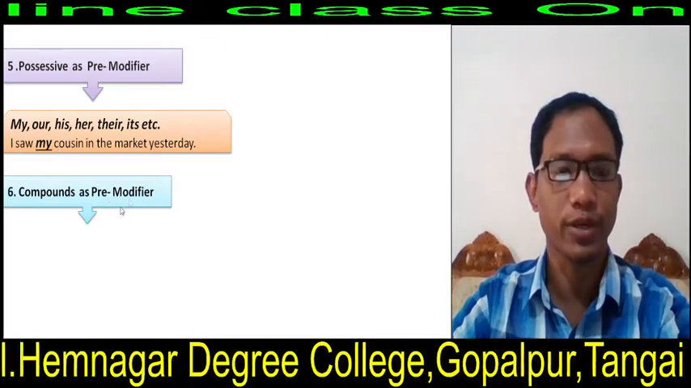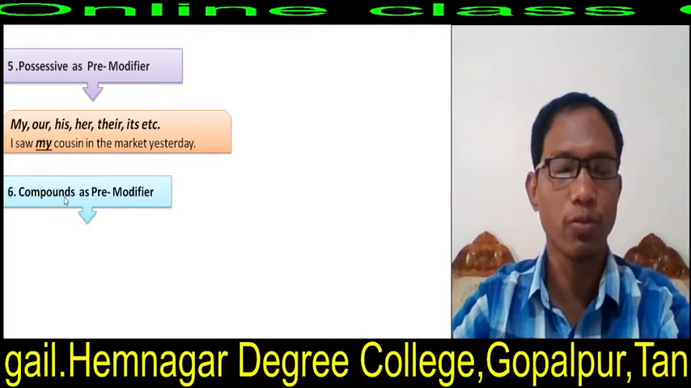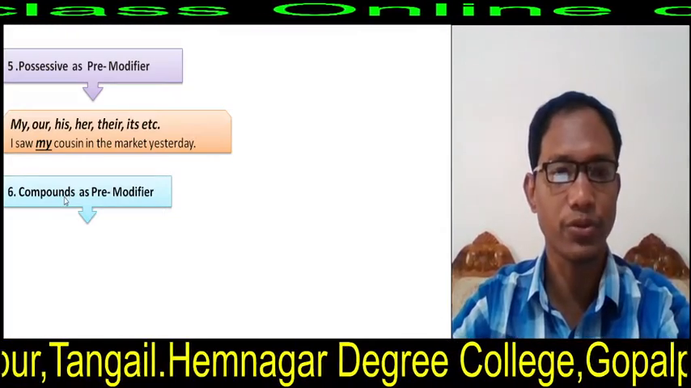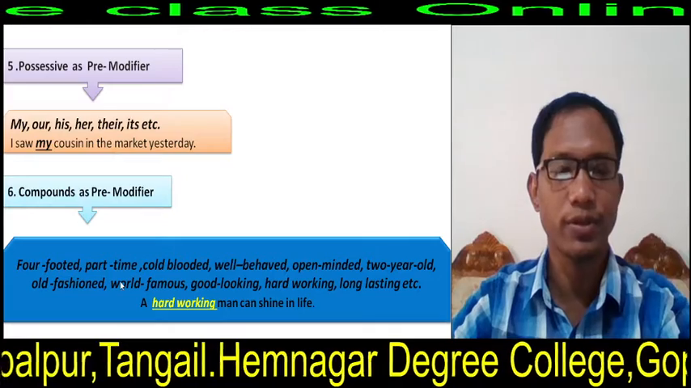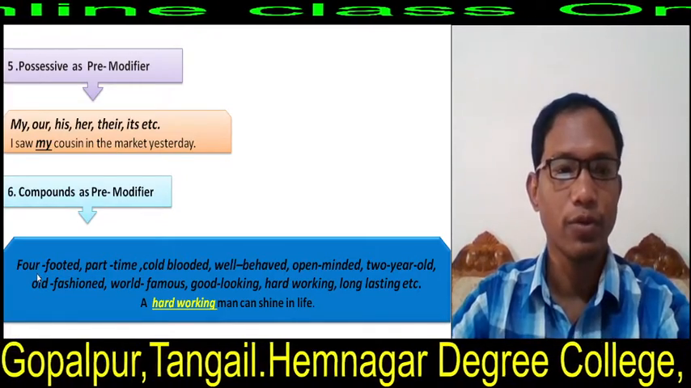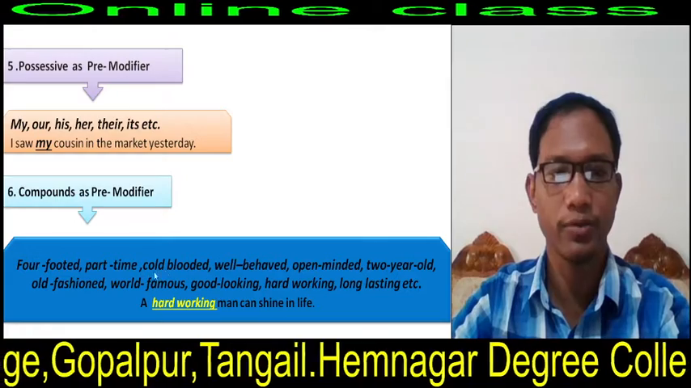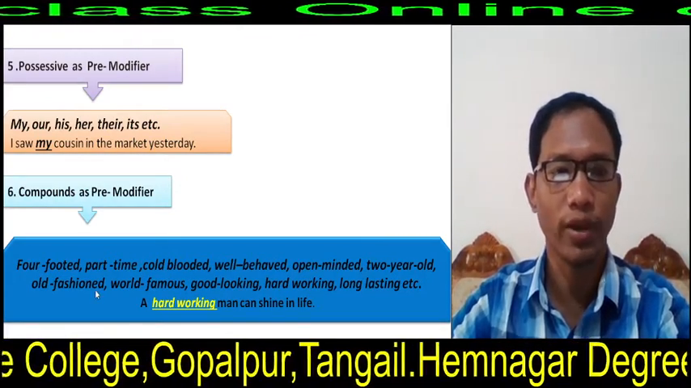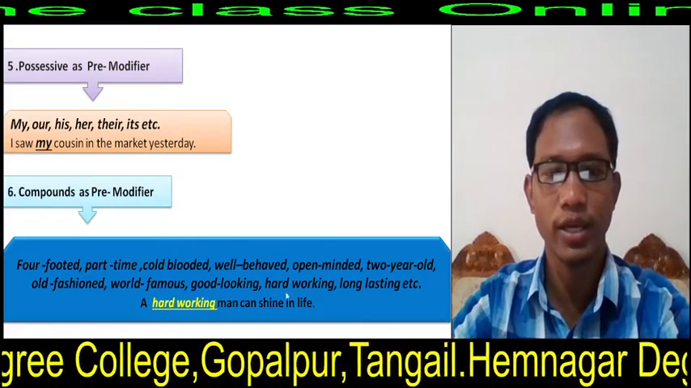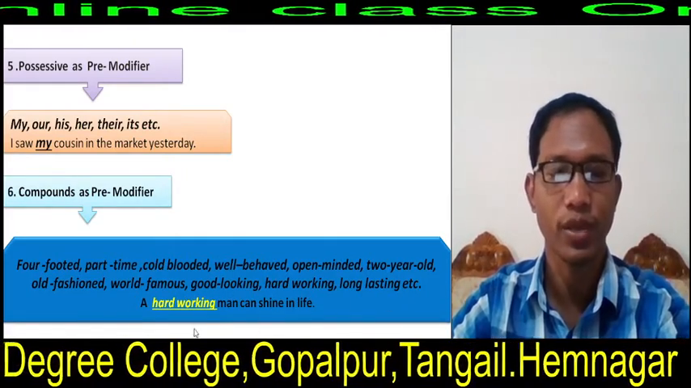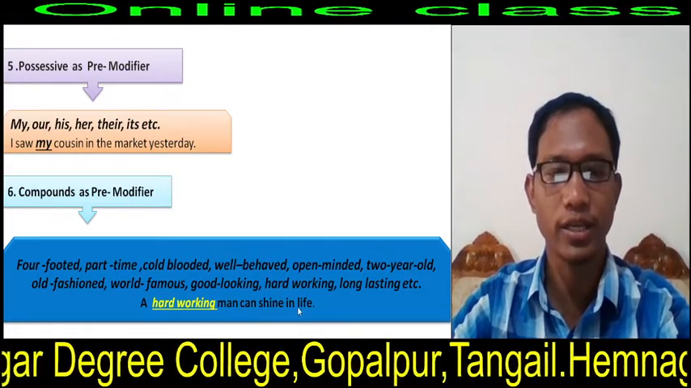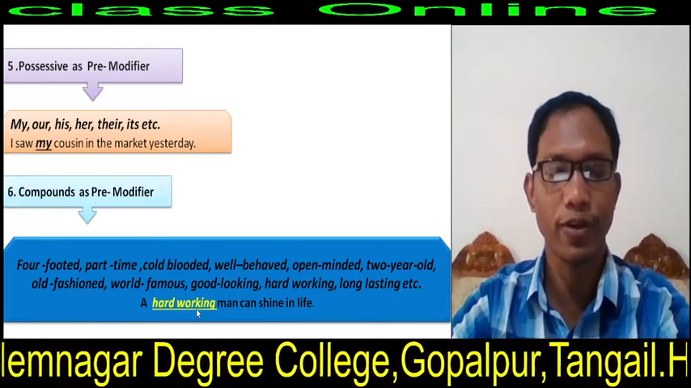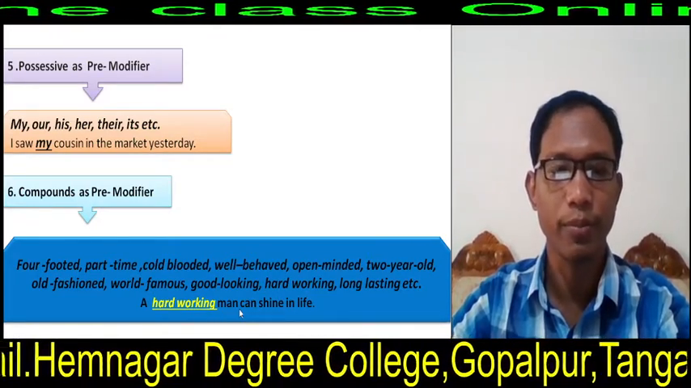Compounds as pre-modifier. When two or more words act like a single piece, then they are called compounds. Some compounds are given here. For example, four-footed, part-time, cold-blooded, well-behaved, open-minded, old-fashioned, world-famous, good-looking, hard-working, long-lasting, etc. A hard-working man can shine in life. Here hard-working, the compound word, pre-modifies the noun man.